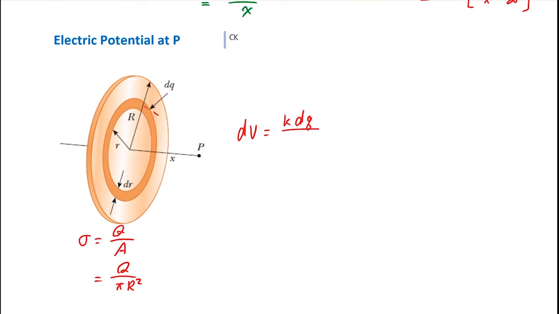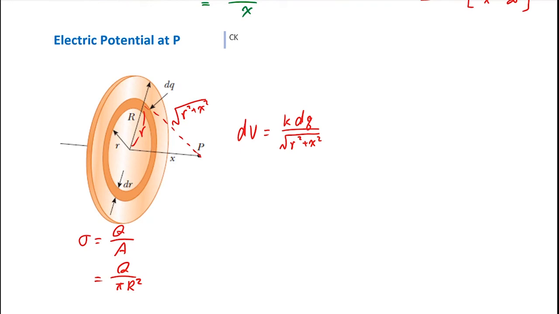Now the distance from here to here happens to be the square root of this much is r, right? Lowercase r is our variable that varies from 0 to capital R. So r squared plus x squared. X is the constant, the distance away from the center of the disk along this axis. Good. So we have the square root of r squared plus x squared. So far so good. Now I have to calculate what dq is.